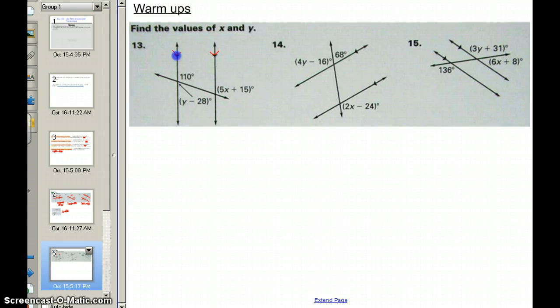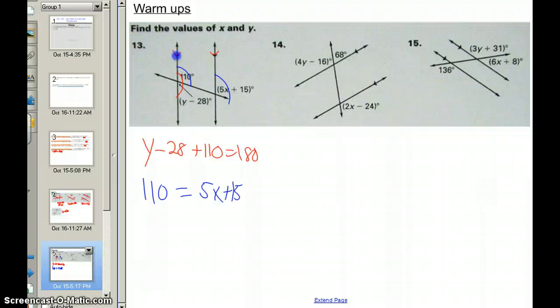So looking at this first example, we got our parallel lines. We know the 110, the y minus 28. We know those two are supplementary to each other. These are linear pairs right there. So to solve for y, y minus 28 plus the 110 equals 180. We can solve for y. The other relationship we have is corresponding angles. This 110 and the 5x plus 15. Those are corresponding angles. That means they're equal. So the 110 equals 5x plus 15. And so now we can just solve for x. We didn't have to do any kind of relationship between x and y in the same equation. We just had different equations.